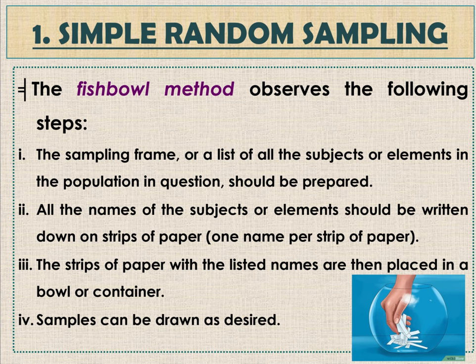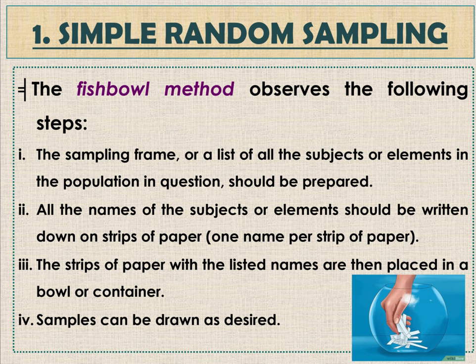So let's talk first about the fishbowl method. This is a method you can use under simple random sampling. Ito yung mga steps involving the fishbowl method. First, the sampling frame, or a list of all the subjects or elements in the population in question, should be prepared. So gagawa ka ng sampling frame mo. Second, all the names of the subjects or elements should be written down on strips of paper, one name per strip of paper. Medyo matrabaho talaga siya kasi lahat ng elements in your population dapat nakalagay doon sa strip of paper.